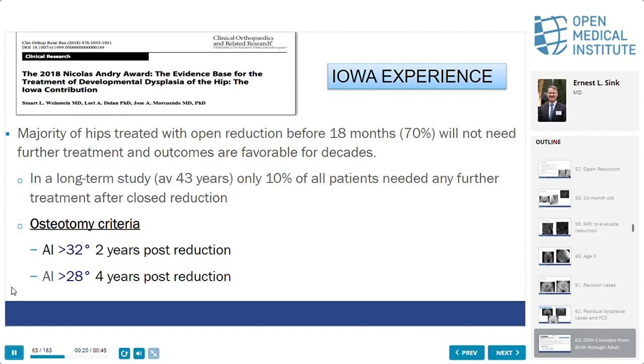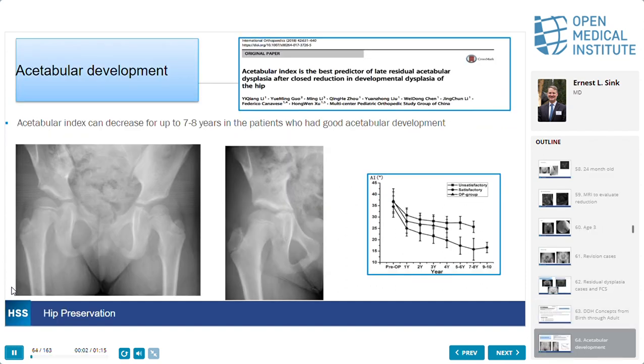A long-term study, averaged 43 years, only 10% of patients needed any further treatment after closed reduction. This is a European study. The osteotomy criteria: if acetabular index is greater than 28 four years after reduction, so you give it a chance to remodel, then you need to do something on the acetabulum. Does that make sense? Pemberton, Salter. All right, but acetabular development can continue for a while.